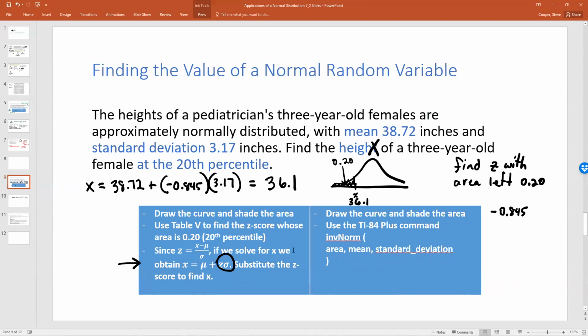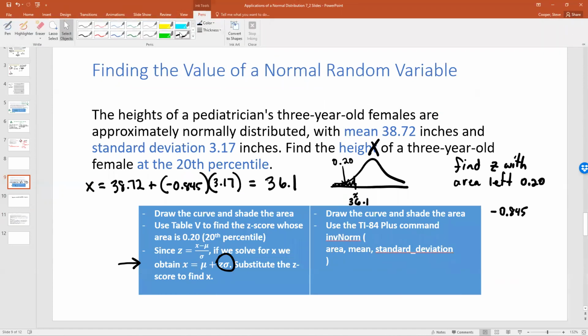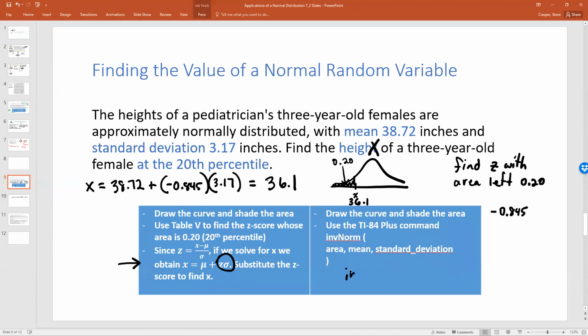In this case, I could get my answer by saying invNorm. This is in the same location on your calculator. The area I'm interested in is 0.20, which is the area to the left, and the mean is 38.72, and the standard deviation is 3.17. Go find that on your calculator and verify that you get 36.1 as your result, because we did it using the formula and this does it using the calculator.